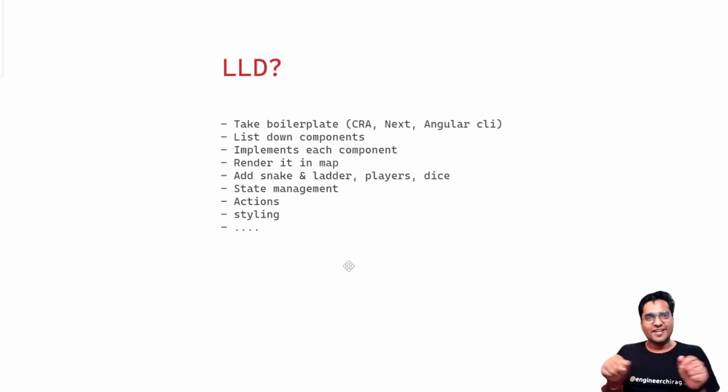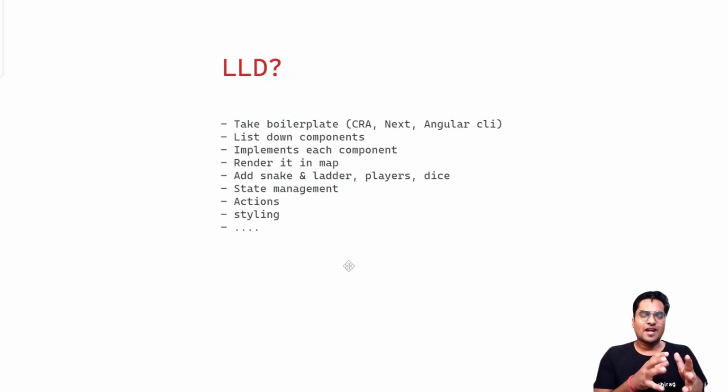Then we will render it using the map, where a map having a logic to iterate through the rows and columns in order to develop it, right? Then we will try to add the snake and ladder, place those things and dice in the game. Then we'll have some state management so that we can manage the state of these items, or you can say the dice and everything. Then we'll have some actions in order to coordinate, and then we'll have some stylings in order to style and make it very beautiful. Okay, this is how we think, and this is what comes to our mind whenever a problem statement is given to us. Is this a right approach?